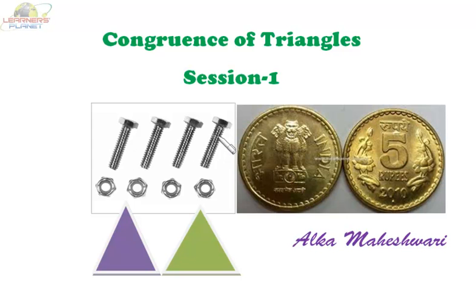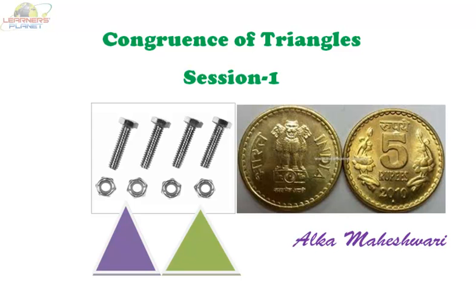Similarly, here we can see all the four set of nuts and bolts are similar to each other. These triangles are similar to each other. If you put this triangle on this triangle, you won't be able to see the remaining part of the triangle. That means both the triangles are same or identical in all respects, that is shape and size.